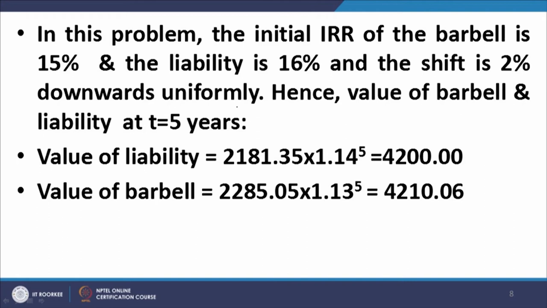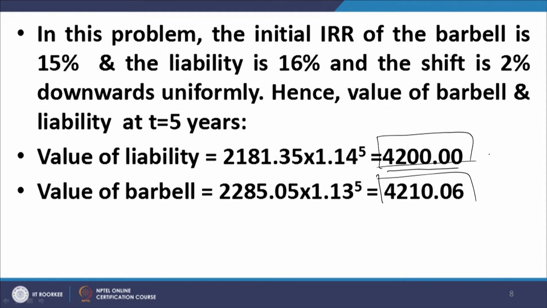But anyway, the initial IRR of the barbell is 15% and the liability is 16%, and the shift is 2% downwards across the entire spectrum of interest rates, and therefore, the new IRR will be 2% less in both the cases, and therefore, the growth rate of the liability will be 14%, and that will lead to a value of 4200 at the end of 5 years, which is the amount that needs to be redeemed. And the value of the barbell turns out to be 4210.06. So, in this situation, the IRRs change by the same amount, and the future value of the assets, that is 4210, is more than adequate to meet the future value of the liability, that is 4200.